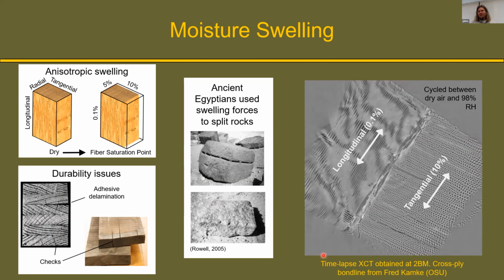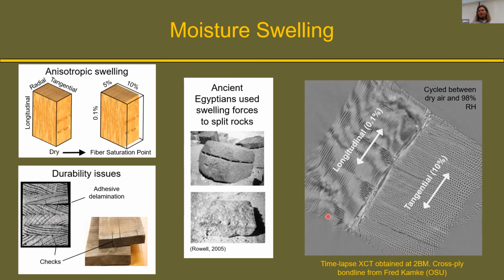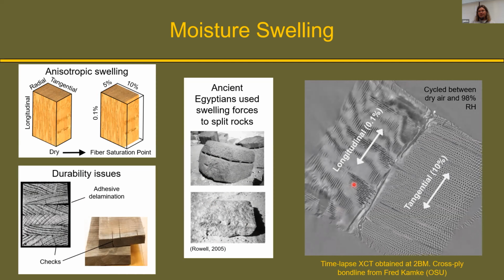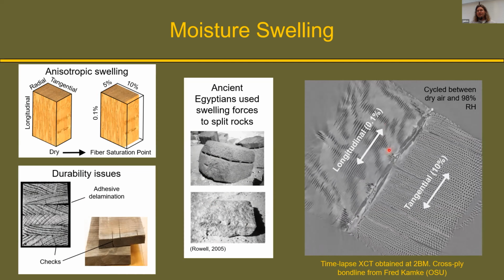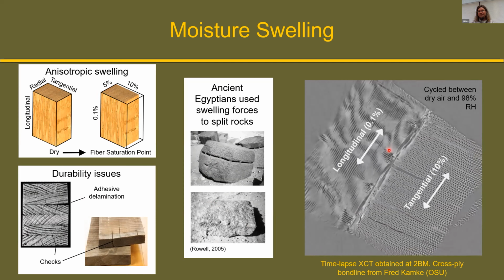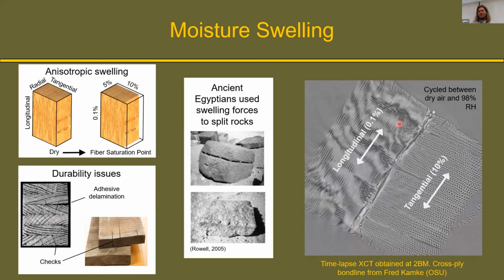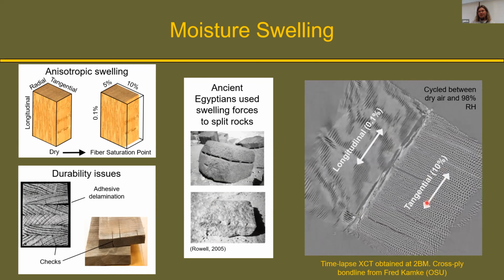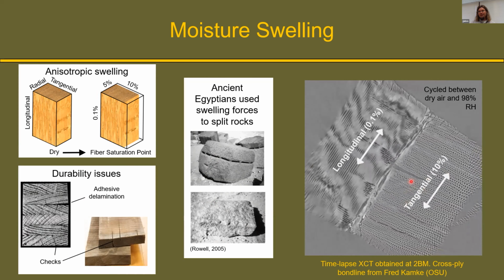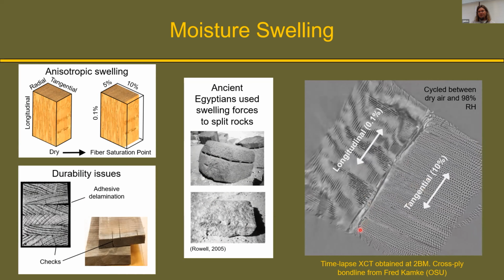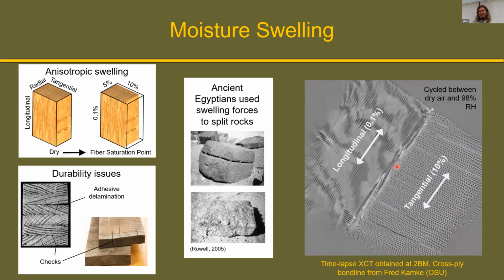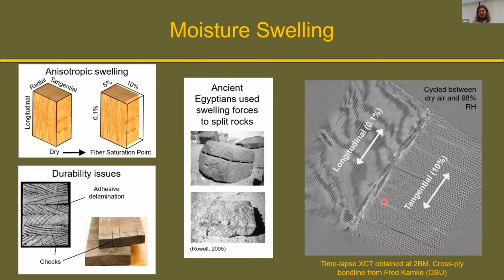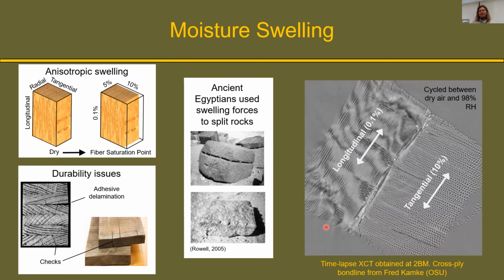And just to show this, here's an experiment that we did at 2BM where we're cycling between dry air and 98% relative humidity. This is a cross ply adhesive bond line, such as in plywood, where in the longitudinal orientation you get very little swelling, whereas in this tangential orientation you get much higher swelling. As you go through these different humidity levels, you can see micro cracks and different types of deformations occurring inside of these wood adhesive bond lines.